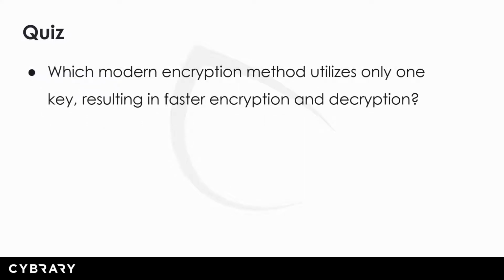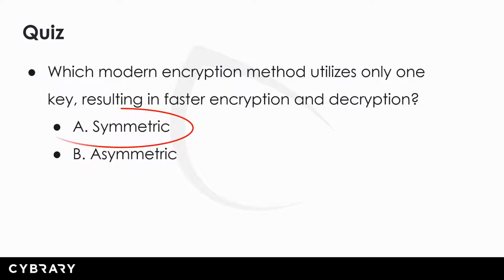Now for the final quiz of the lesson. Which modern encryption method utilizes only 1 key, resulting in faster encryption and decryption? Is it A, symmetric, or B, asymmetric? And the answer is A, symmetric. Symmetric uses only 1 key to encrypt and decrypt between both hosts.